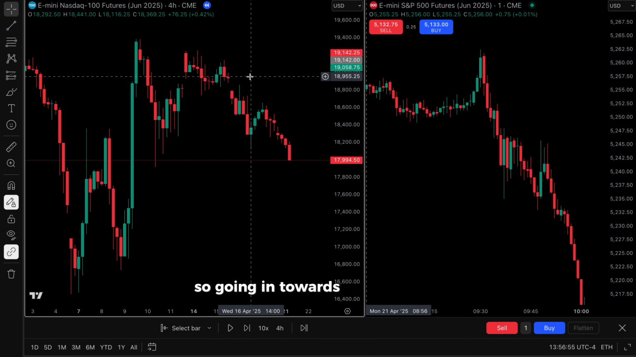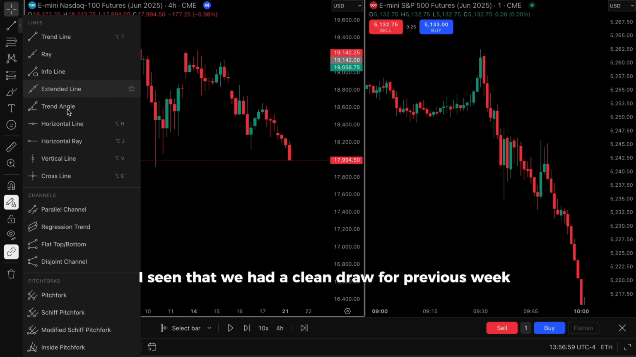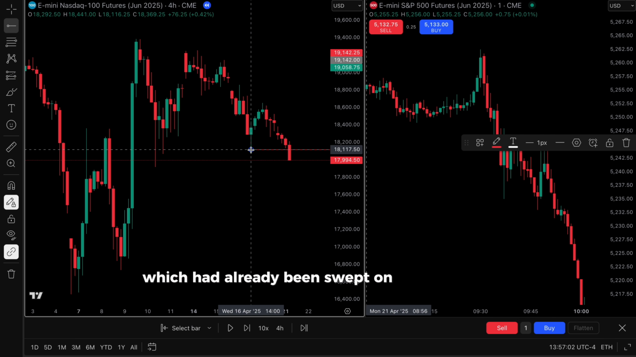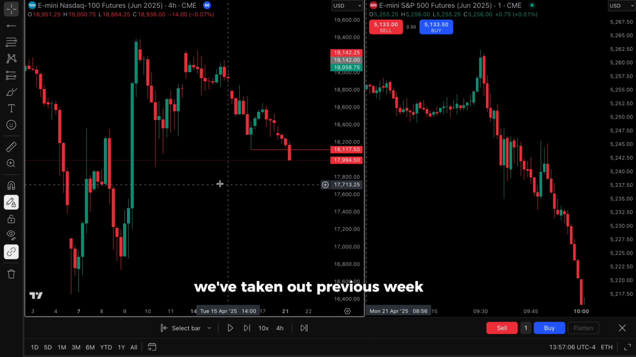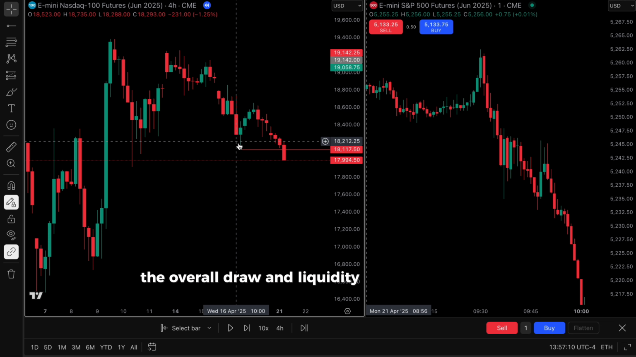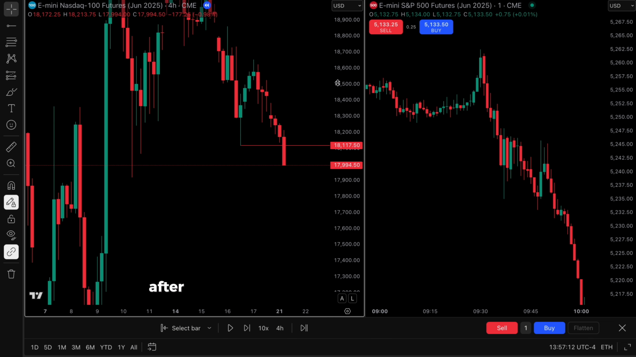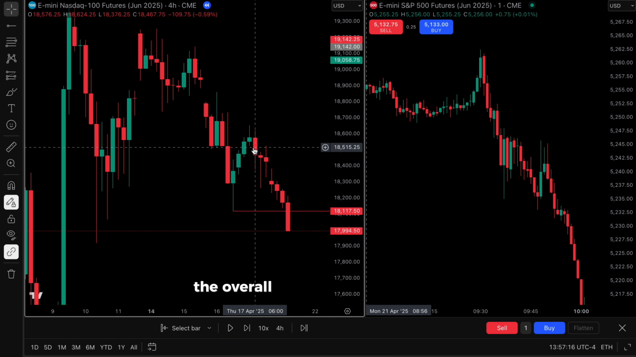Going in towards the AM session, I saw that we had a clean draw for previous week low, which had already been swept on Wednesday at 2 p.m., which was created the previous week. We've taken out previous week low. If you look at the 4-hour time frame as of now, the overall draw on liquidity was previous week low after we inversed this 4-hour bullish gap. Once this got inversed, the overall draw is definitely going to be previous week low.